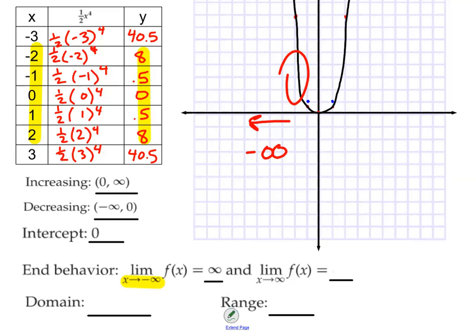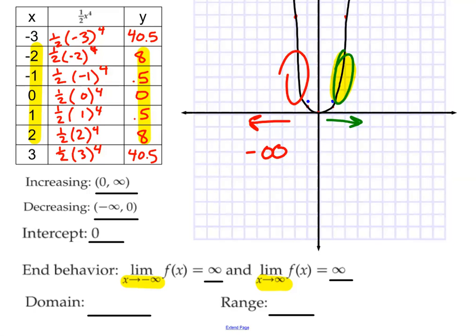And then on the other side of that, if we have a limit as x goes to positive infinity, basically just meaning as x increases, what's happening. Here, as you can see, as x is increasing, our graph is pointing up to positive infinity. So that would be positive infinity for that blank as well.